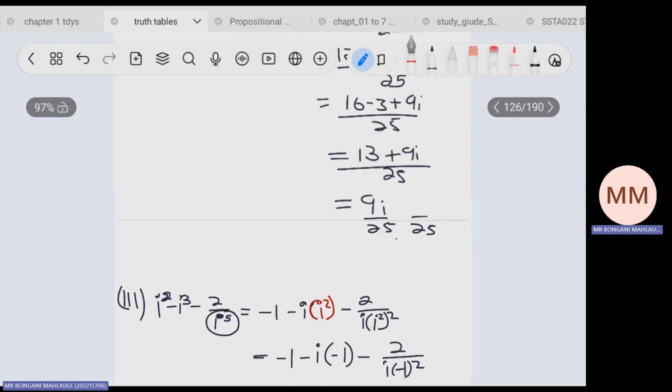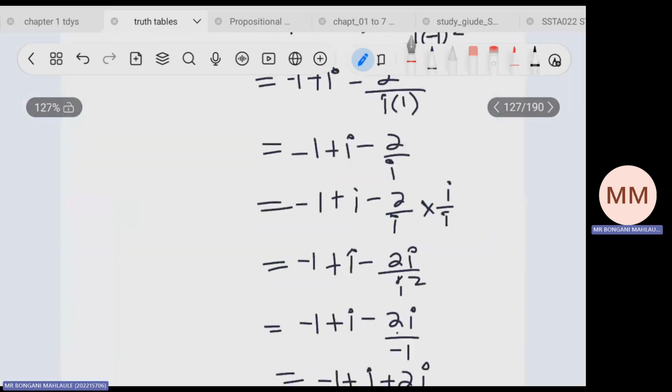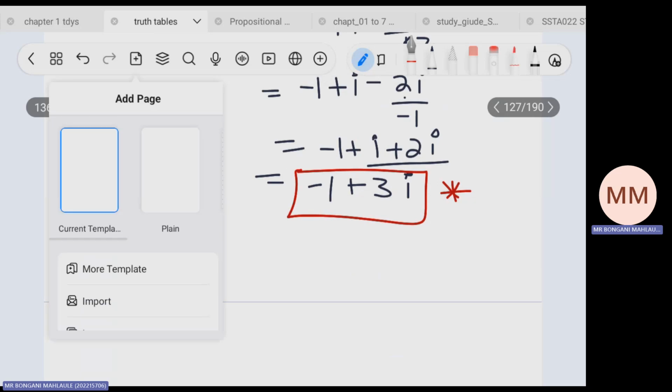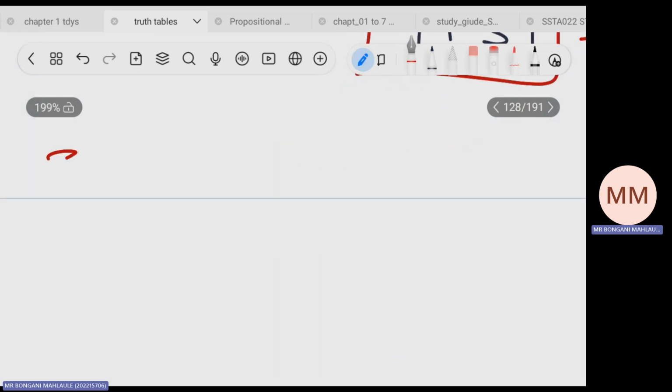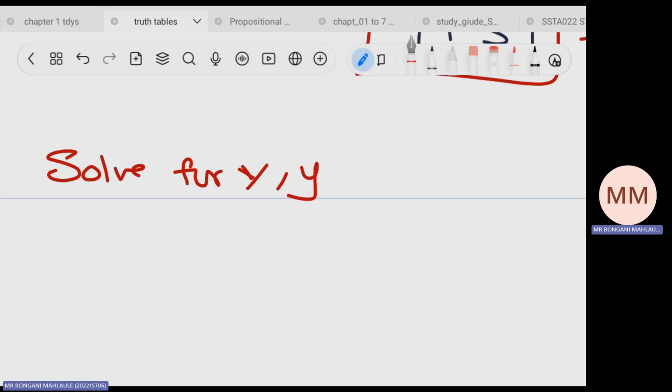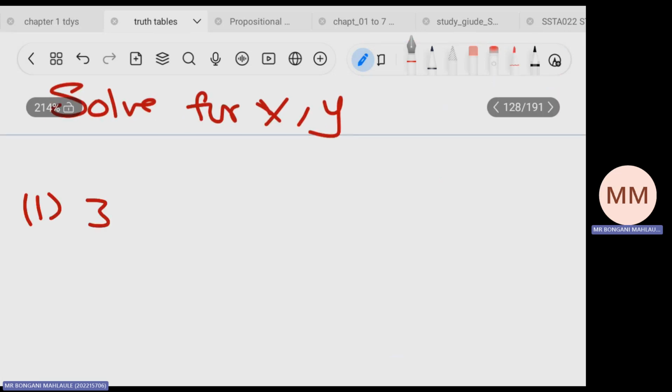So I was doing the last one there. Then if this is solved for x and y, number 1, you are having 3.